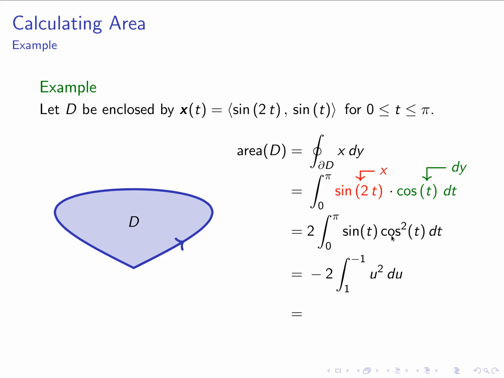If we choose u to be cosine of t, then du is negative sine of t dt. And if we apply cosine to 0, we get 1, and if we apply cosine to pi, we get negative 1. So now we're looking at negative 2 times the integral from 1 to negative 1 of u squared du. And this simplifies to 4/3. So the area inside of this region is 4/3, which we managed to calculate using Green's theorem.